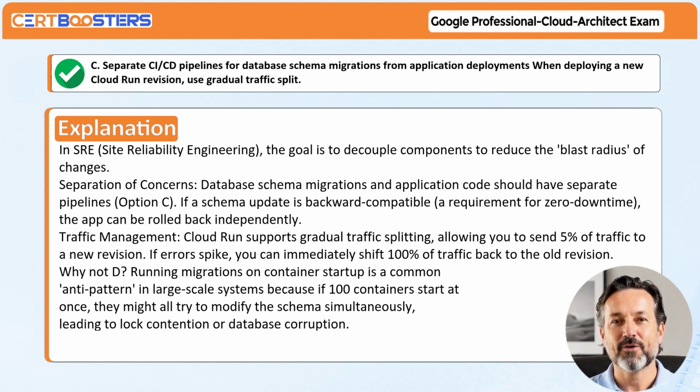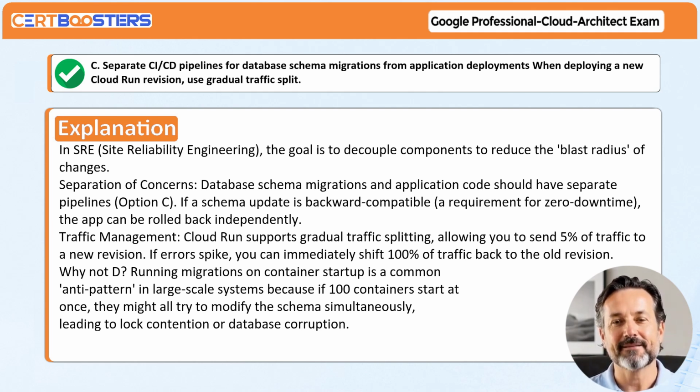Explanation. In SRE, Site Reliability Engineering, the goal is to decouple components to reduce the blast radius of changes. Separation of concerns. Database schema migrations and application code should have separate pipelines. Option C. If a schema update is backward compatible, a requirement for zero downtime, the app can be rolled back independently. Traffic management. Cloud Run supports gradual traffic splitting, allowing you to send 5% of traffic to a new revision. If errors spike, you can immediately shift 100% of traffic back to the old revision.